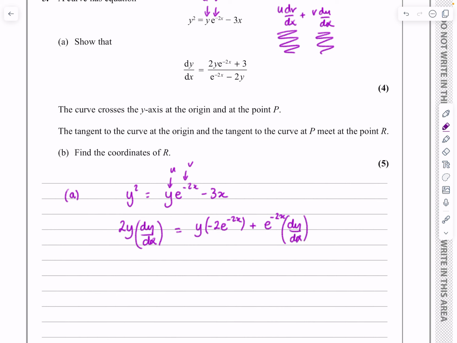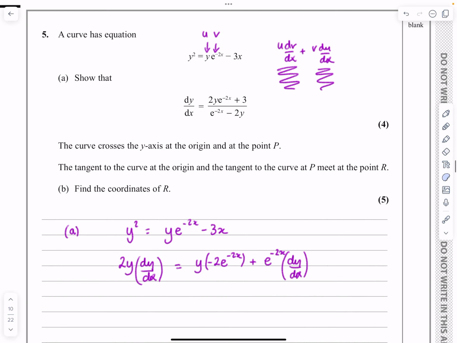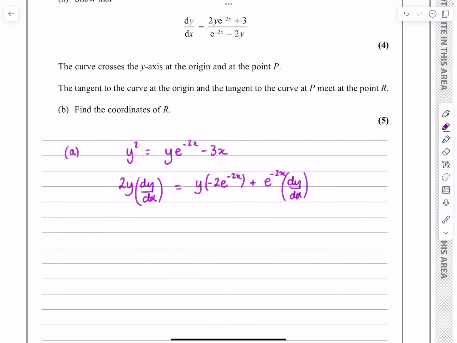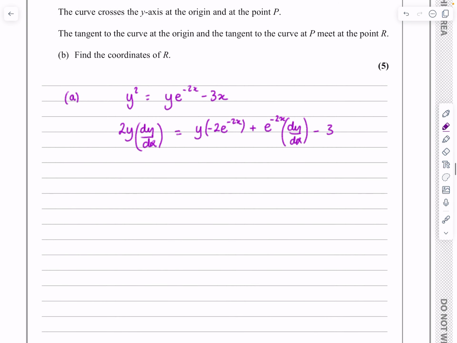So we've now completely finished with the product part there, and as I say, you could have that in there if you want to. It doesn't really help me. I don't tend to make mistakes with these. So I've done the product part. We're now just differentiating the minus 3x. Differential of minus 3x is just minus 3. So all I now need to do is to get this to be dy by dx equals. So if we just multiply everything out and tidy it up, I've got 2y dy by dx. I've got minus 2y e to the minus 2x. And I've got e to the minus 2x dy by dx, minus 3 here.